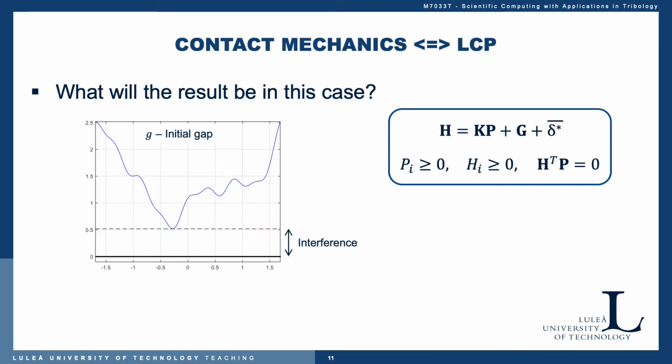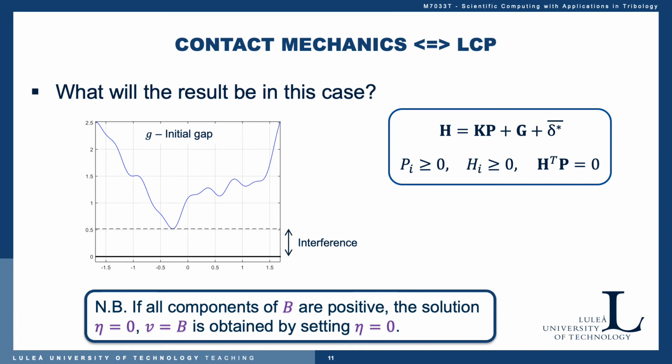We learned previously that Lemke's algorithm could be applied to solve the linear complementarity problem, and we also learned exactly when and how the solution will be obtained. And therefore I hope that we all now can easily conclude what the result would be in this case. Here we have an initial gap G, which is positive everywhere, since we have a positive interference.